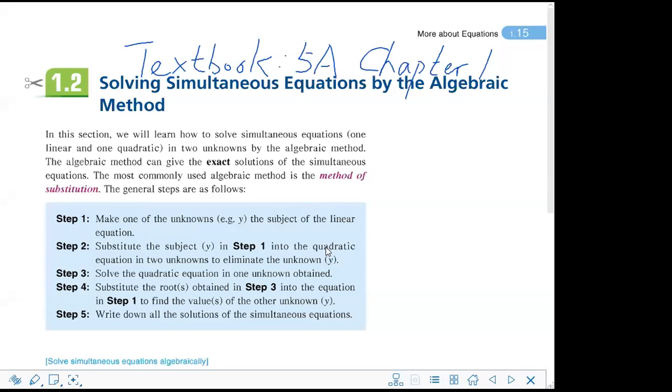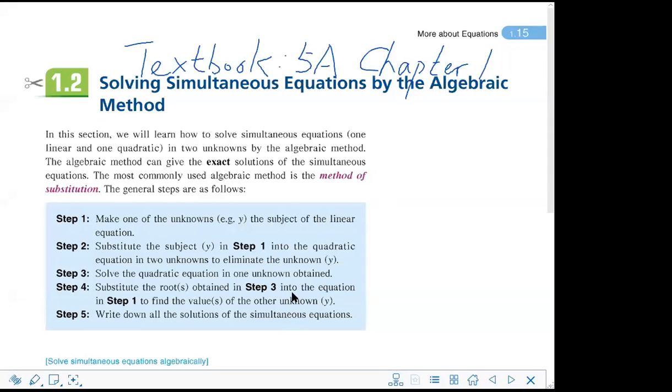So in chapter one, we are not going to learn the first part about graphical methods. That will not be in the exam, will not be in the DSE exam, okay?